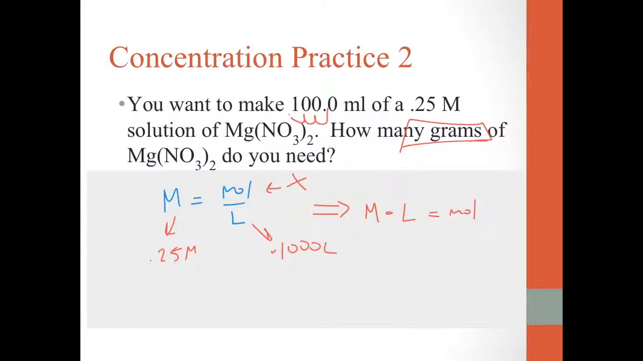Molarity times liter equals moles. And the molarity is 0.25 molar, and the liters is 0.1 liter. So multiply those together and I get moles.